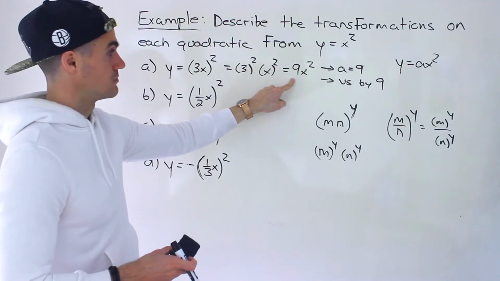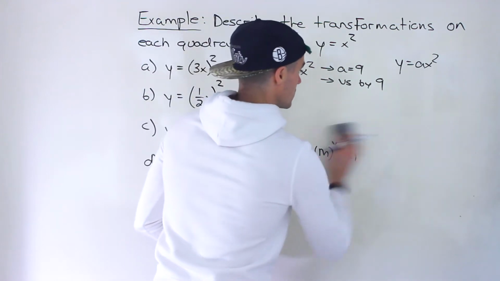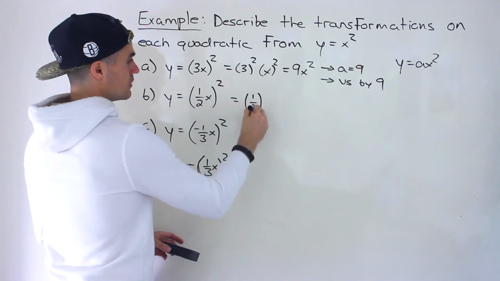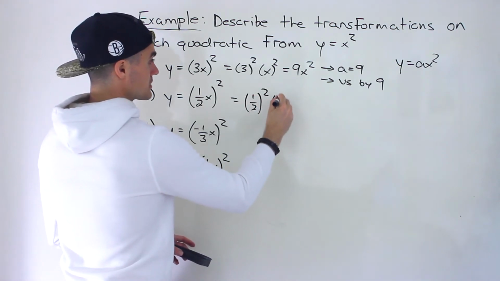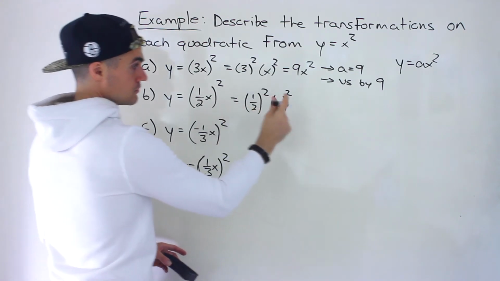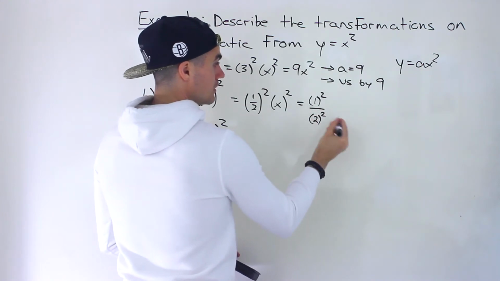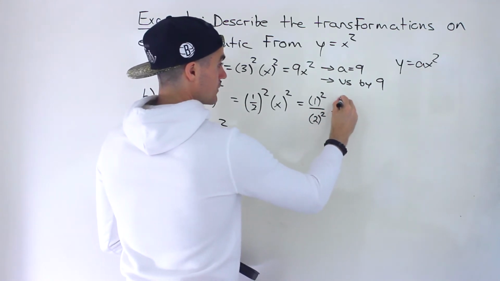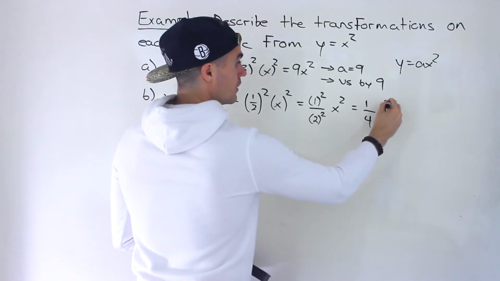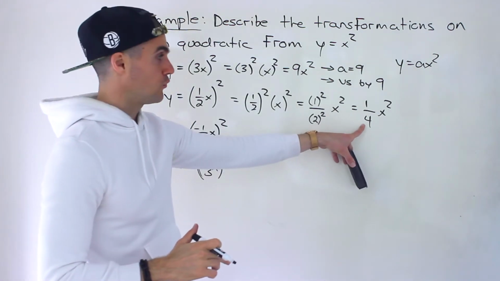It's a vertical stretch by 9. And so that's what we're going to be doing for all of these over here. So if we go to the next one, notice same thing, we could take the 1 over 2, that's going to be to the power 2, and then we could take the x to the power of 2. Now, this is a fraction to the power of 2, meaning we could take the numerator to the power of 2, we could take the denominator to the power of 2, and then we'll just have the x squared like that. So 1 to the power of 2 is 1, 2 to the power of 2 is 4, x squared. So this is the same as 1 over 4 x squared.